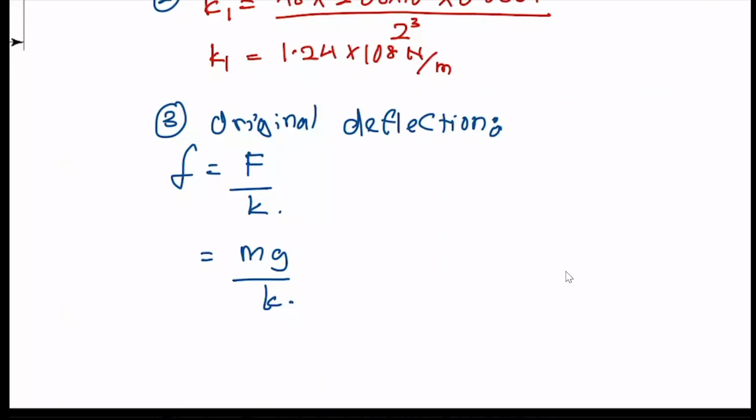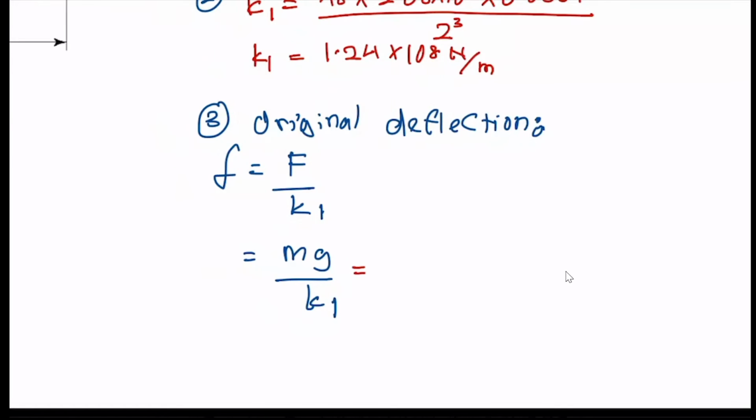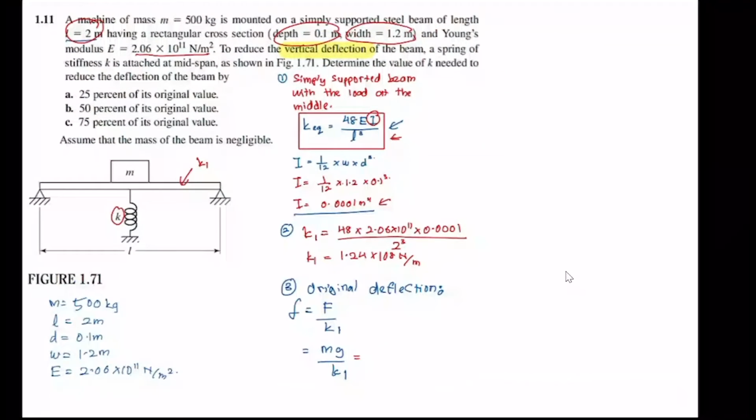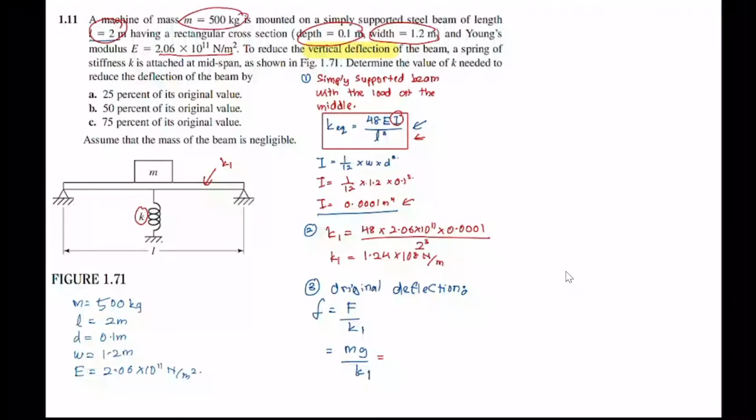So the K now is K1, because I've already identified that K1 is the stiffness for the beam. All right. Next, just substitute all the values that you have. The mass given in this question is 500 kg. So 500 times g, which is 9.81, divided by the K that we just got, 1.24 times 10 to the power of 8.